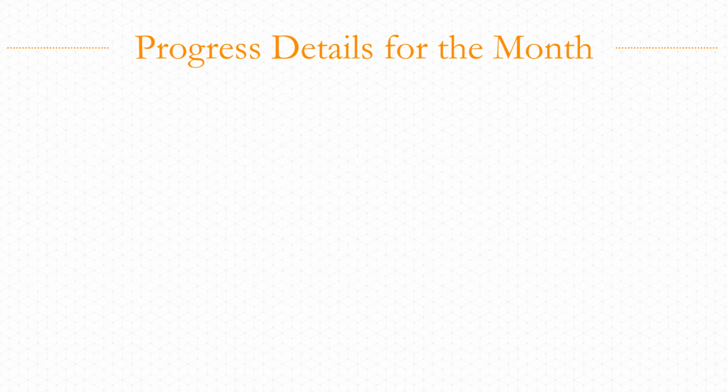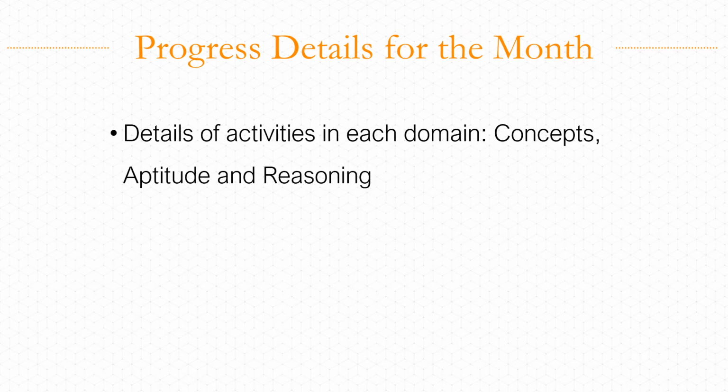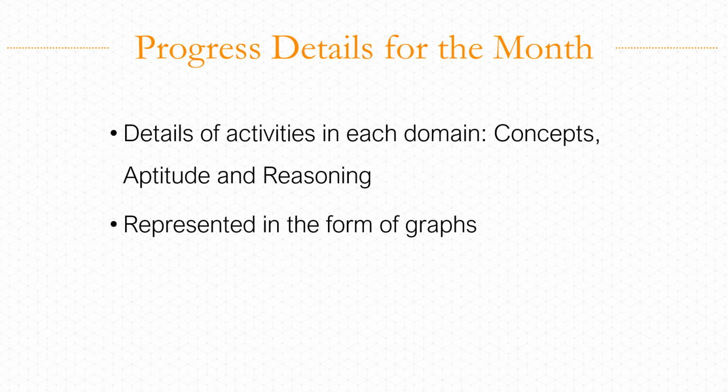The second part of the progress report covers domain-wise breakup of the students' activities in that month. The activities in each domain are represented in the form of a graph so that parents can get an overview of their child's engagement with the QMath learning system. Let us look at an example for more clarity.